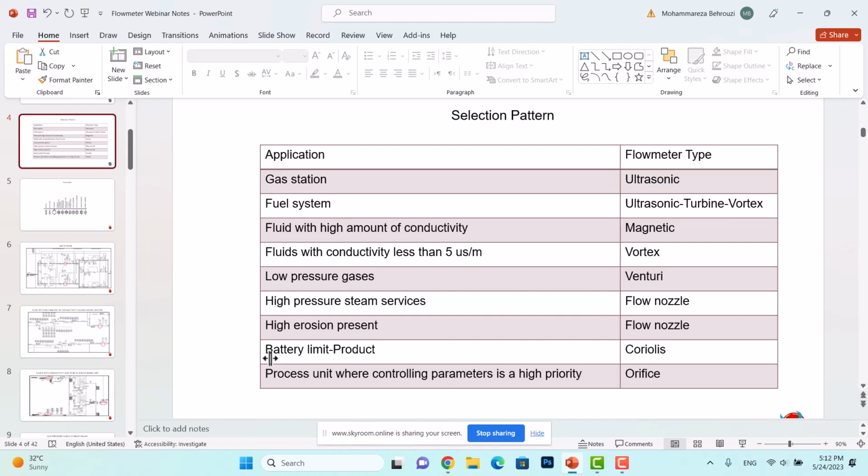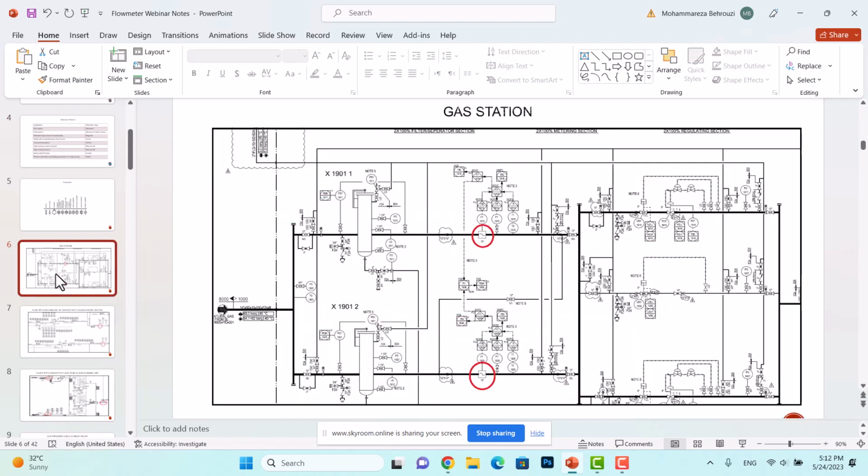Let's see some real examples from my last projects to better understand the relationship between flow meter type and applications. Everything has a pattern. So try to find these patterns and get on top of these patterns and become a professional process engineer.